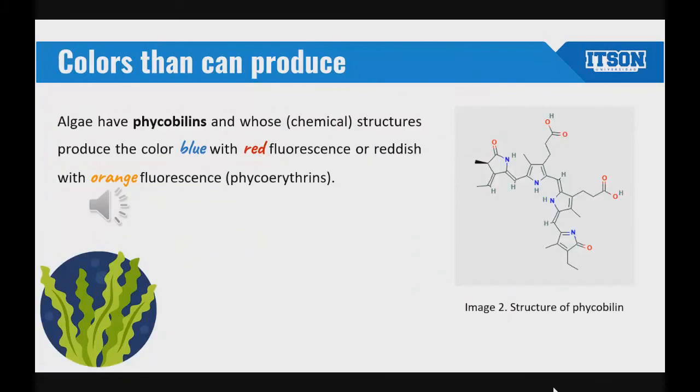The colors that can be produced from algae come from phycobilins, whose chemical structures produce the color blue with red fluorescence, or reddish with orange fluorescence. The phycobilins also contain carotenoids and astaxanthins.